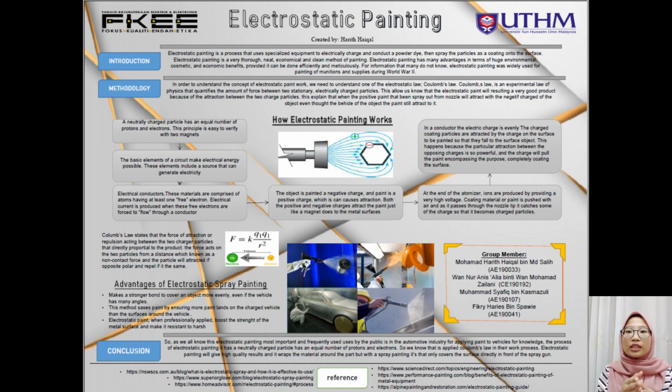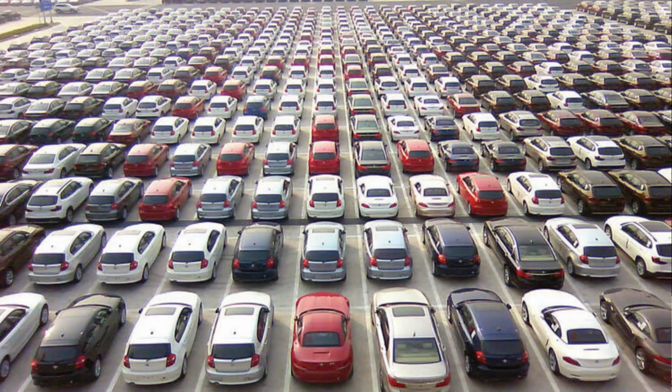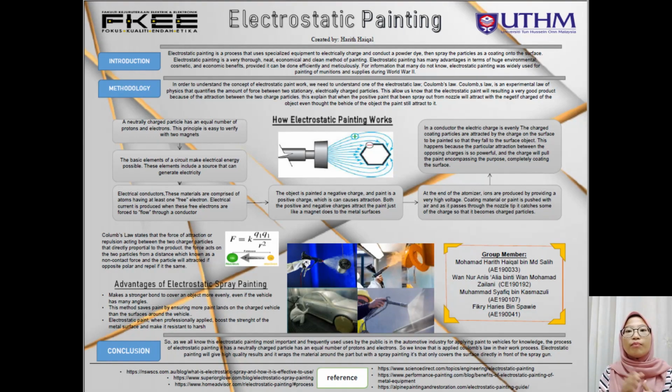Otherwise, electrostatic painting used for vehicles also has a benefit, because vehicles have many different angles. This type of painting makes strong bonds with the object more evenly. This method ensures more paint lands on the charged vehicle than on the surface around the vehicle, thus saving paint as the paint is distributed more uniformly. It creates a better looking finish.